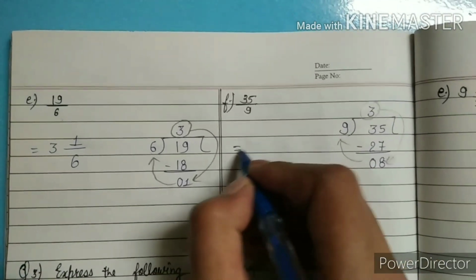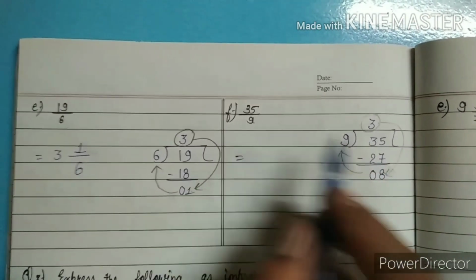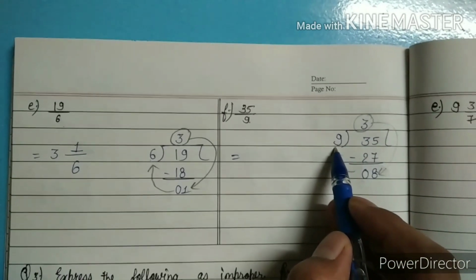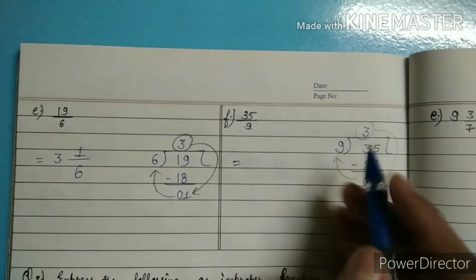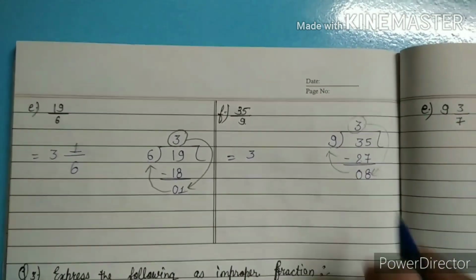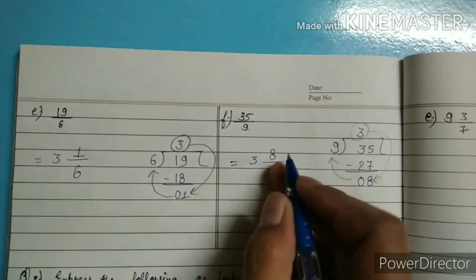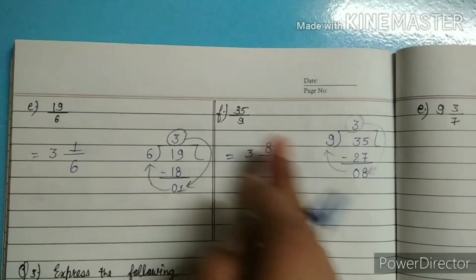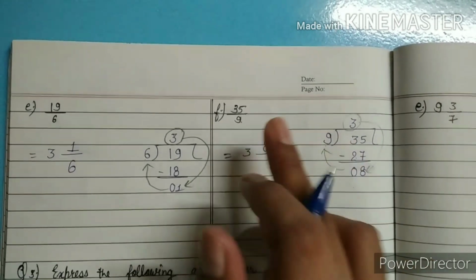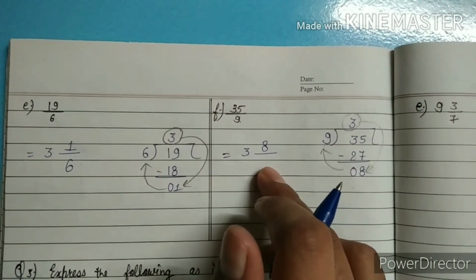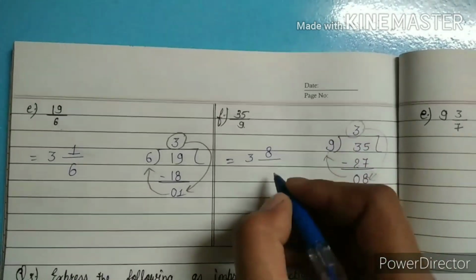And the last is when we divide 35 by 9, in the table of 9, 27 comes 3 times. So 3 is the whole, and how many is remaining? 8 is remaining. That will go on the fraction numerator, and the remaining term, whatever we have to write as denominator, that is 9.